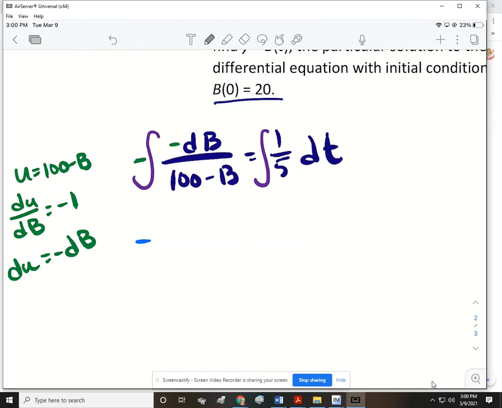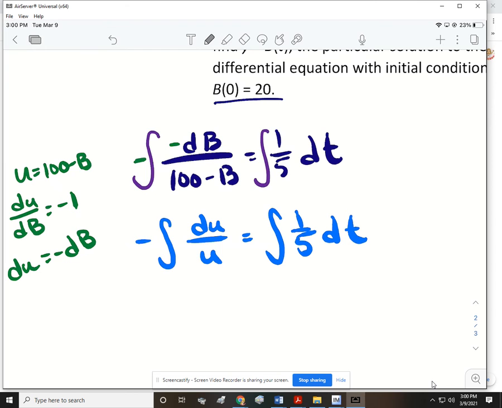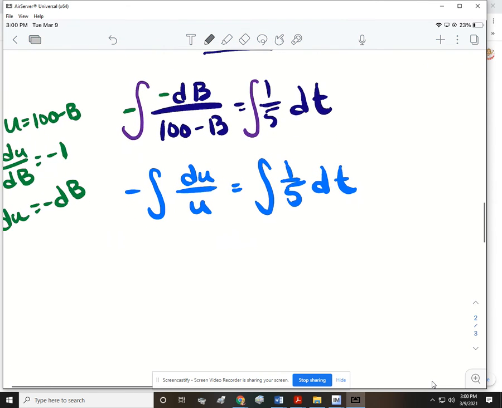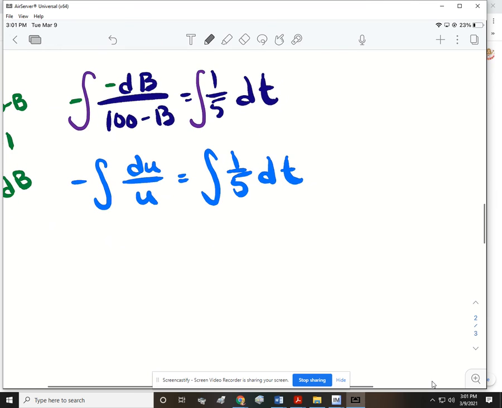Alright, so now I would go ahead and rewrite it using u. In place of negative dv, I'm going to put du. In place of 100 minus b, I'm going to put u. And I'm going to hold off. I'm not going to find this integral yet. I'm going to do them at the same time, so I don't get confused. Okay, so now I can integrate. The integral of du over u is going to be the natural log of the absolute value of u, and that negative drops down. And here, this is going to be 1/5 t plus c.